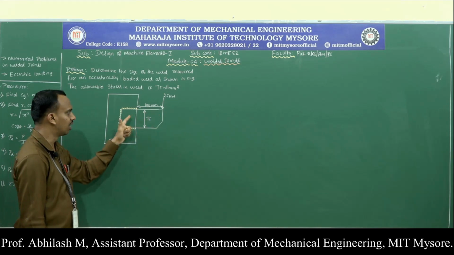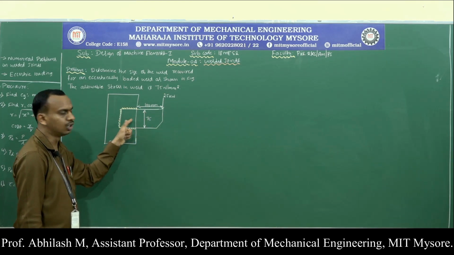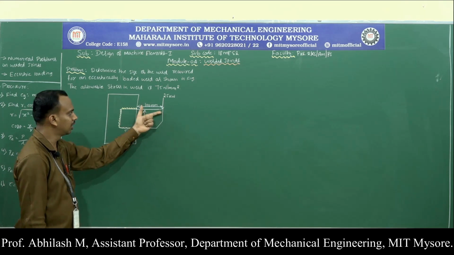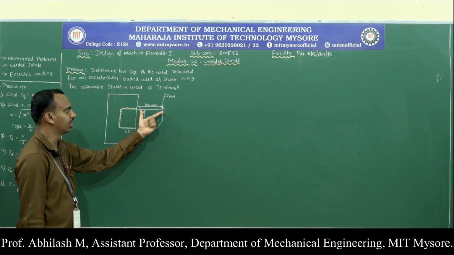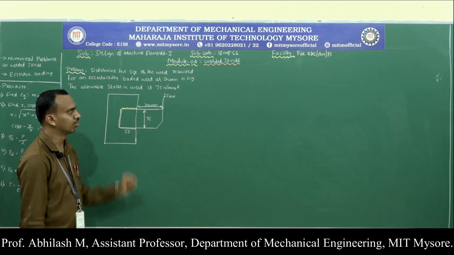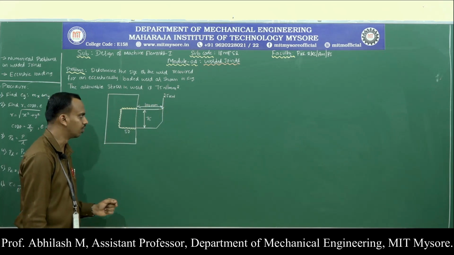The E is from the center of gravity of the weld to the applied load point. Don't get confused with respect to that. They have specified that the load is 25 kilonewton, and it is at a distance of 100 millimeter from the applied load of 25 kilonewton.